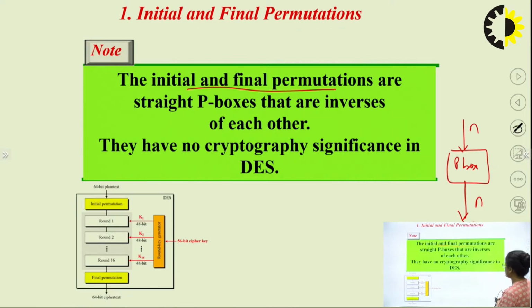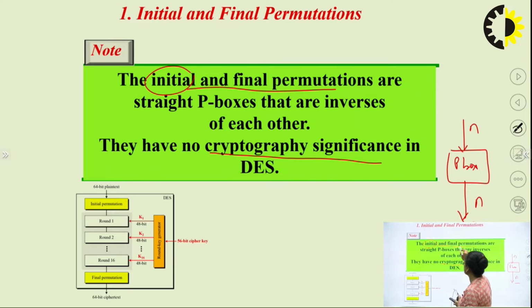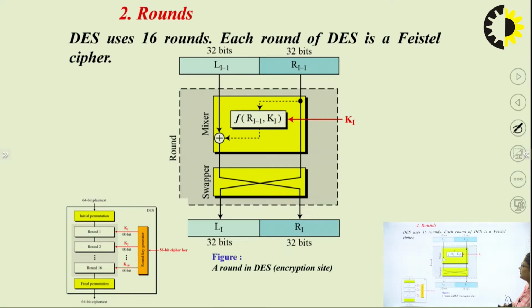So it's an example of a straight P box, and we don't have any other algorithms or cryptographic significance in these structures of initial and final permutation. In every slide, I'll be using the main block diagram of the DES, so that we can relate to which position we are exactly at right now. I've talked about the first topic, what happens in these permutations and how exactly we shuffle. Next, we will be talking about the rounds.